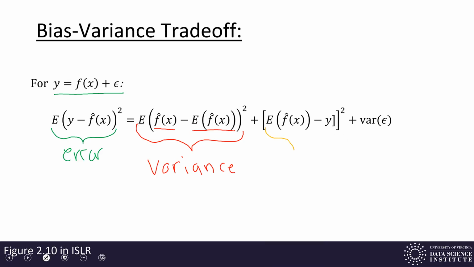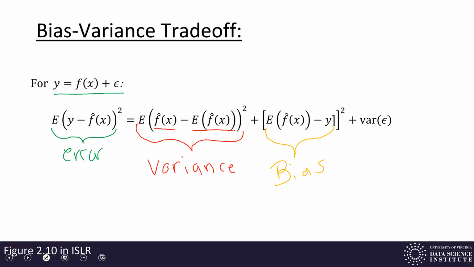This piece inside the brackets here is the expected value of the output of our function minus the actual value for y. And so this is what's called a bias. So what we get is the left-hand side is the error that we see from our model, and we can decompose that into the variance shown in the red here, the variance error, and then the gold is what we have as bias error, and that's squared.